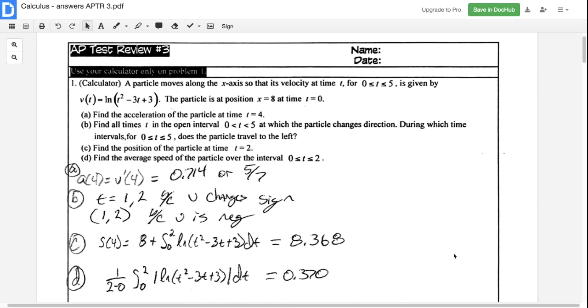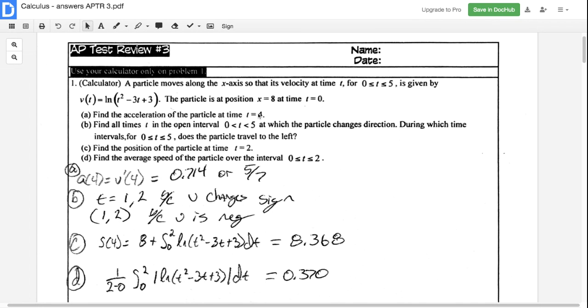All right, we're looking at answers for AP test review number 3. Number 1 says we can use a calculator. It says a particle moves along the x-axis so that its velocity at time t between 0 and 5 is given by v. The particle's position is 8 at time t equals 0.